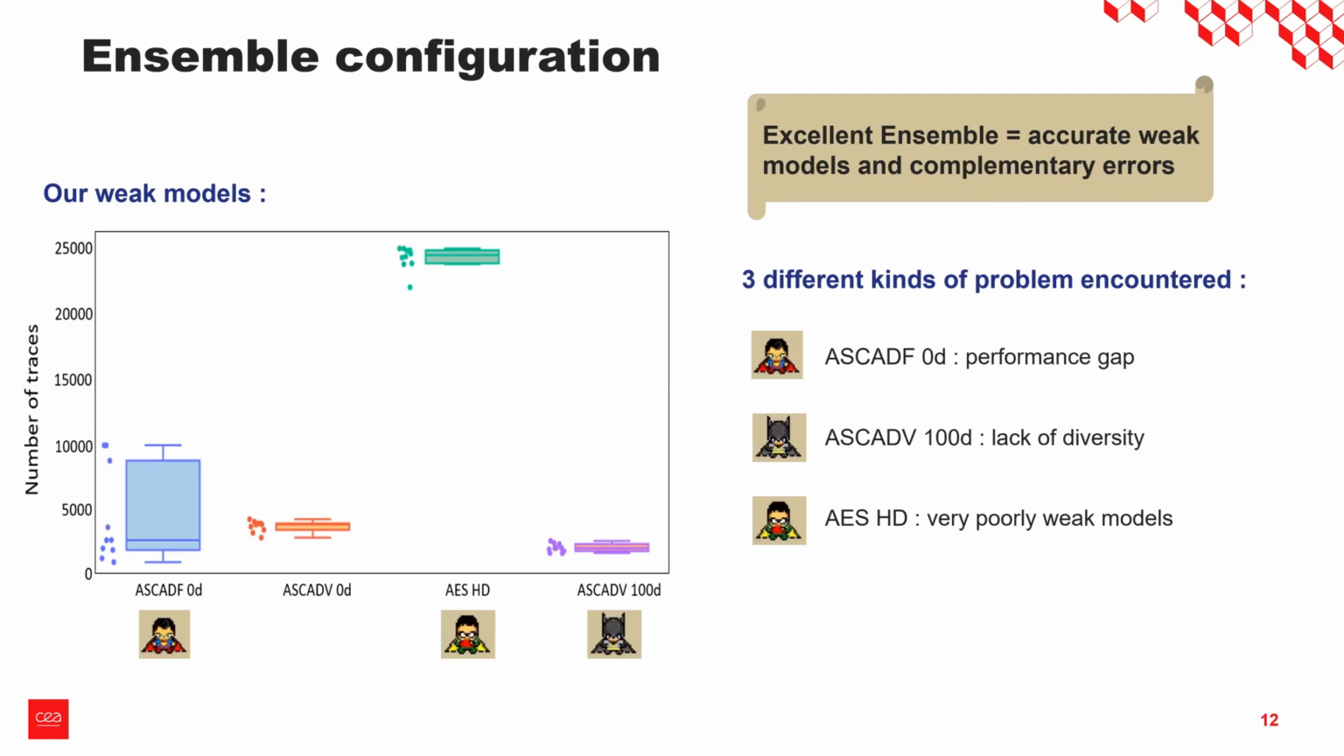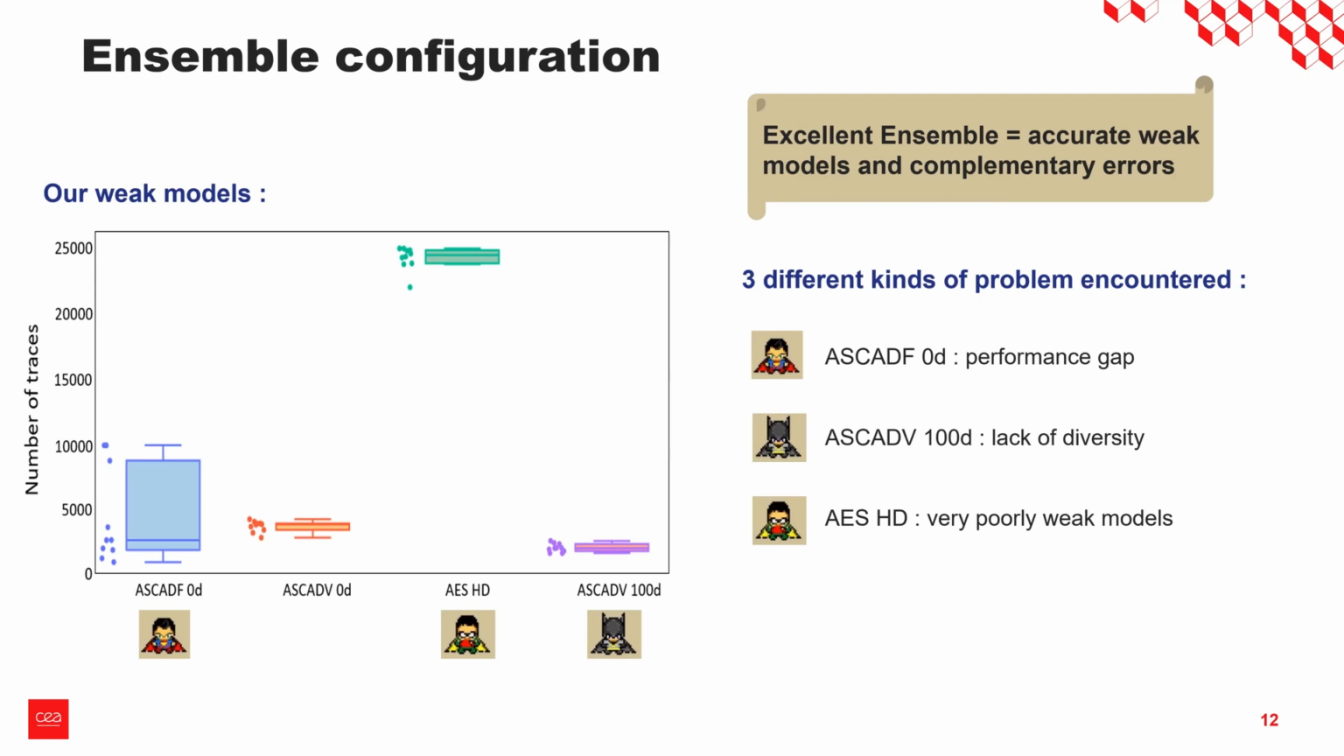Intuitively, an excellent ensemble is one in which the models are both accurate and complementary in their errors. But in our case, after the training of our 10 weak models for each dataset, we found 3 different kinds of problems. First, on the ASCAD fixed key version without desynchronization, we have an ensemble of weak models with a significant performance gap. On the other hand, on the ASCAD variable key version with desynchronization, we have an ensemble of weak models with similar attack performance, but with very close predictions. So we have an ensemble of weak models with a lack of diversity between their predictions, and consequently a lack of complementarity between their errors.